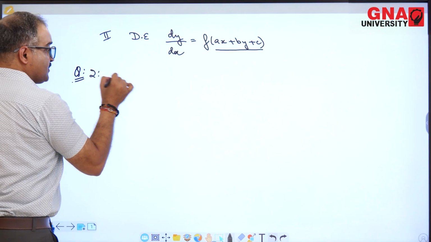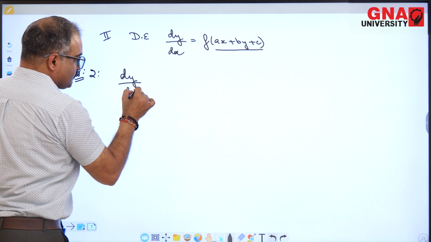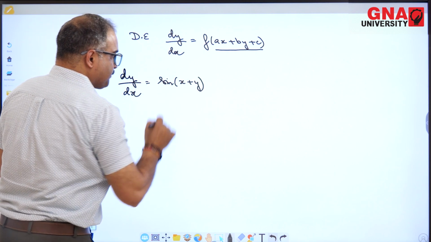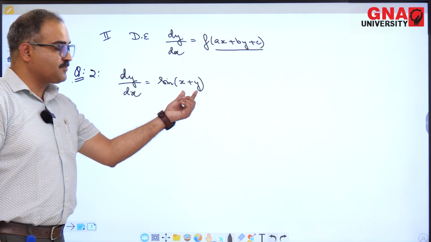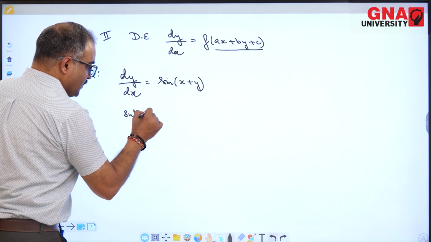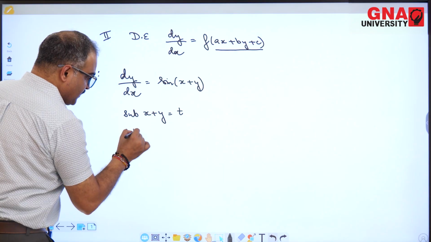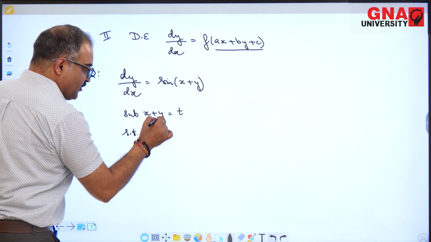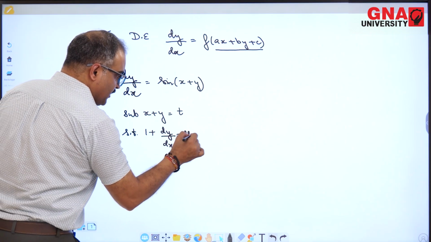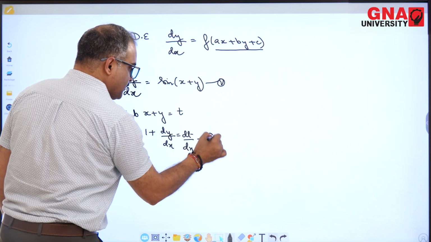So the second example is dy by dx is equal to sine of x plus y. In this case again x plus y is in brackets, so I'll substitute x plus y is equal to t, such that the derivative of x will be 1 and the derivative of y with respect to x, dy by dx, is equal to dt by dx. So this was equation number 1 and this is my equation number 2.